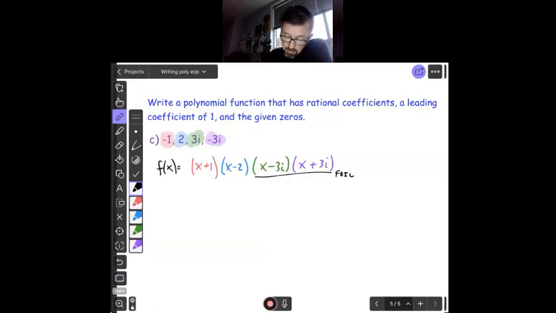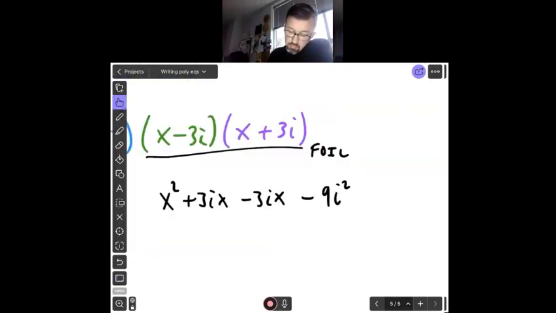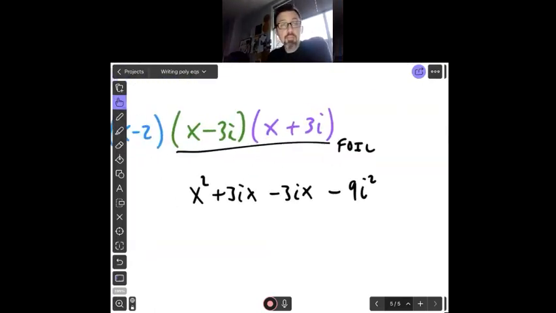So foiling that, we get x times x, x squared. X times positive 3i, we get positive 3ix. Negative 3i times x would be negative 3ix. And then negative 3i times positive 3i would be negative 9i squared. Does that make sense how I got that?